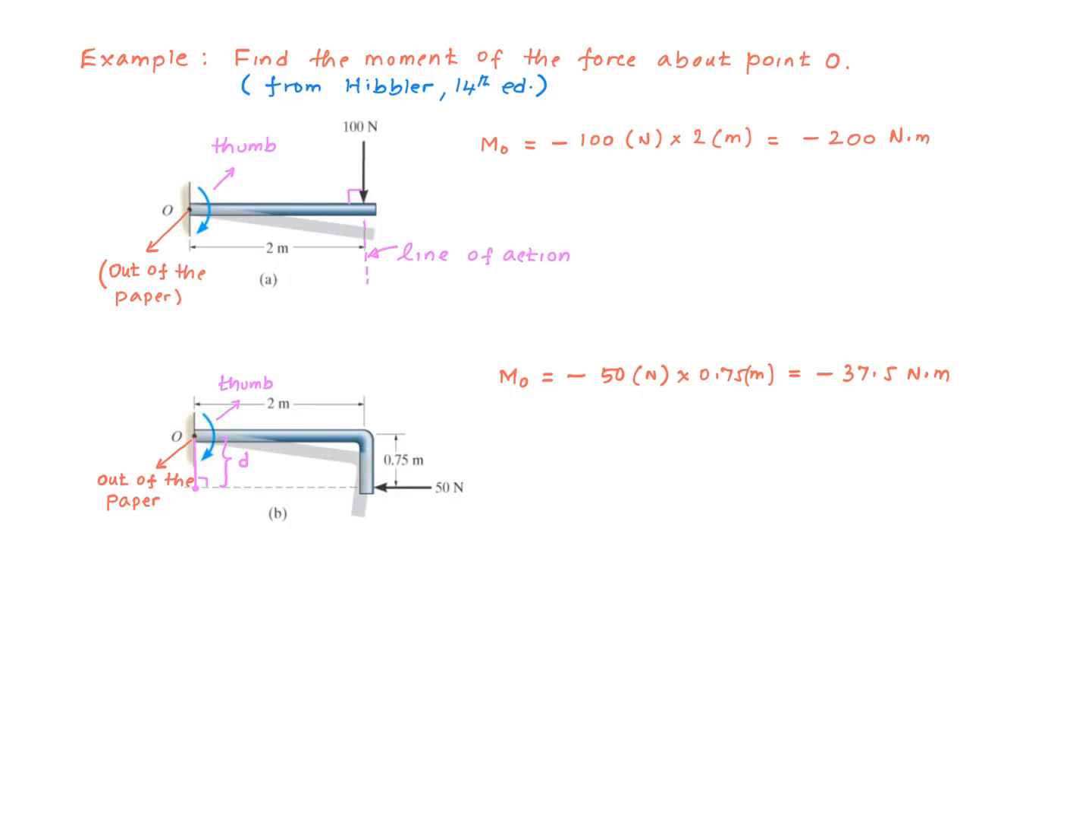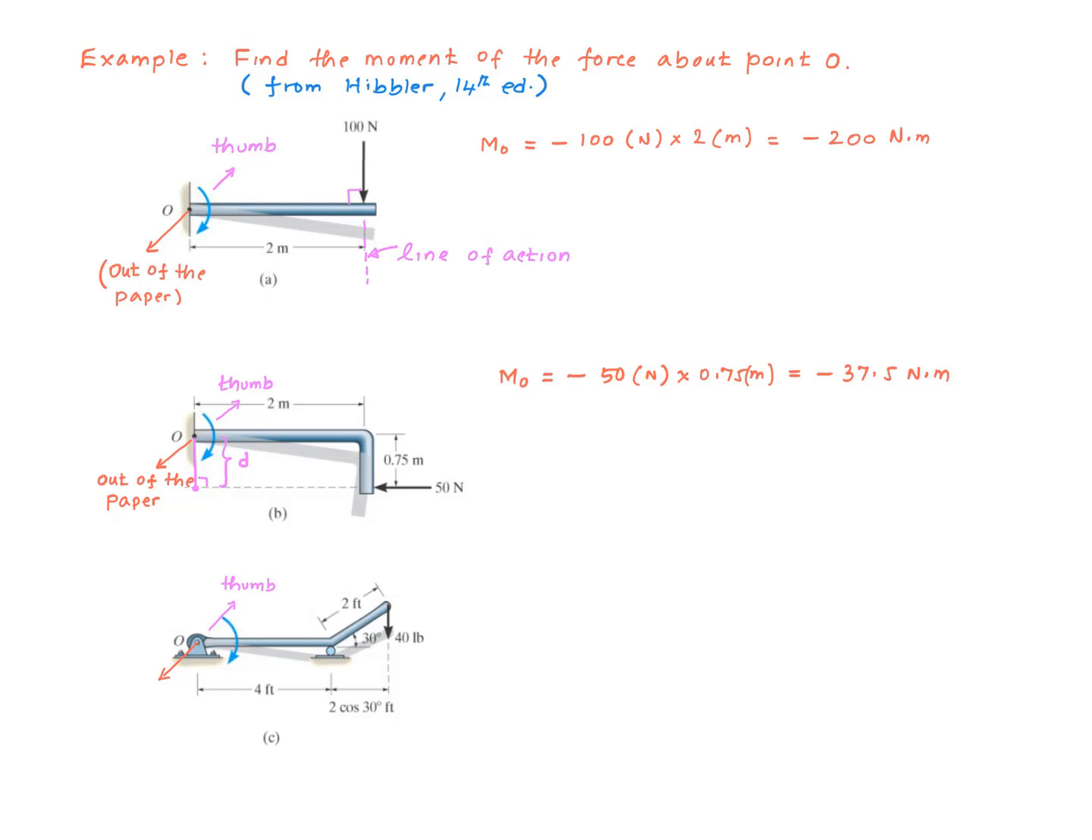And then we are interested in the moment about point O. So now we want to draw a perpendicular to the line of action of the force, and therefore this is your little d. And this, of course, from geometry we see is exactly equal to this distance, which is 0.75 meters. And therefore, moment about point O for us is minus 50 Newton multiplied by 0.75 meter, which is minus 37.5 Newton meter.